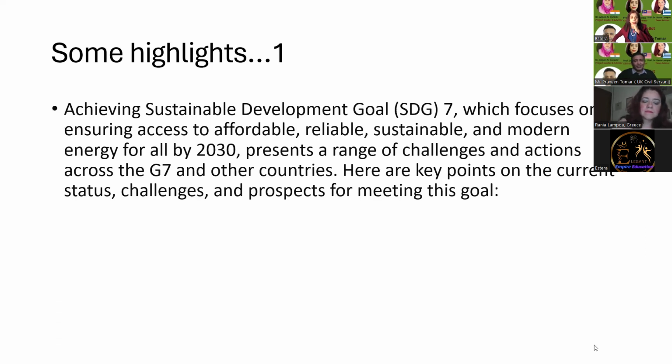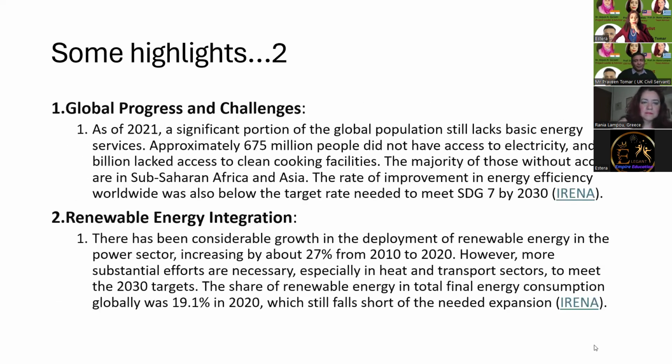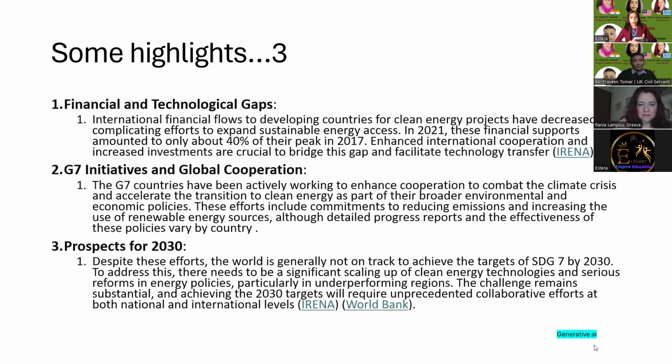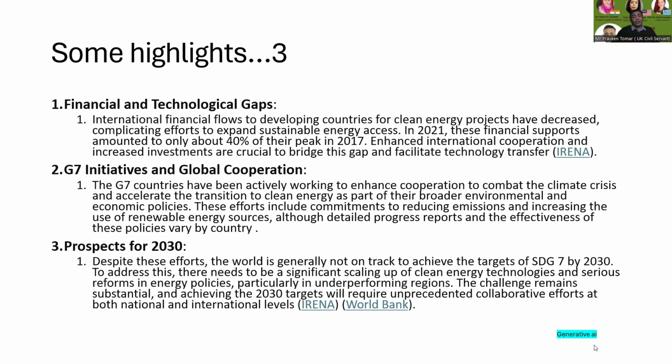So I did manage to gather some really good insights from the generative AI tool ChatGPT. These are not mine. I just managed to pull them out from ChatGPT, but I verified these sources of information. And it covers the same thing I just spoke about, the gap between the target and what we have managed to achieve until now, the first quarter of 2024.